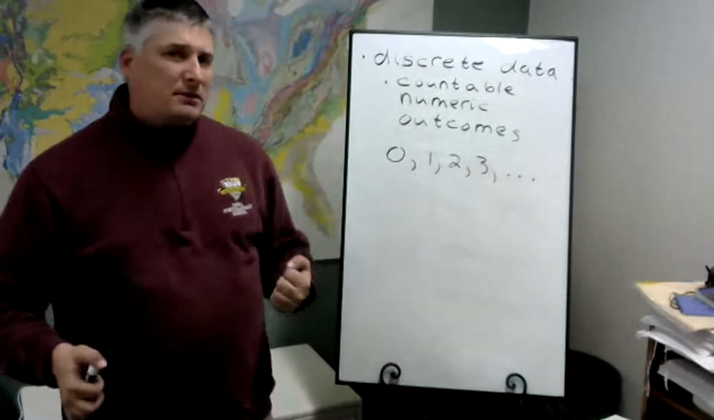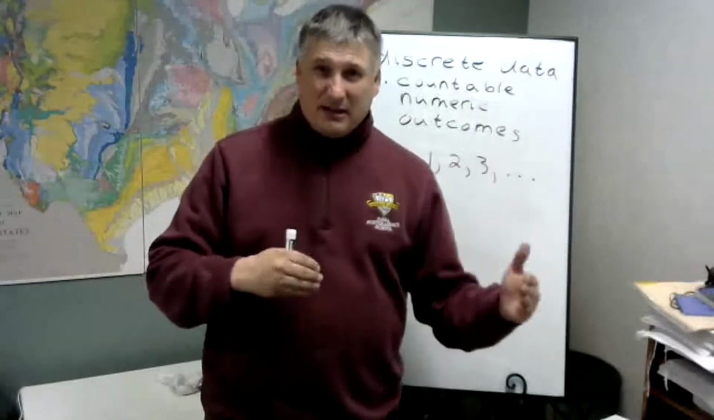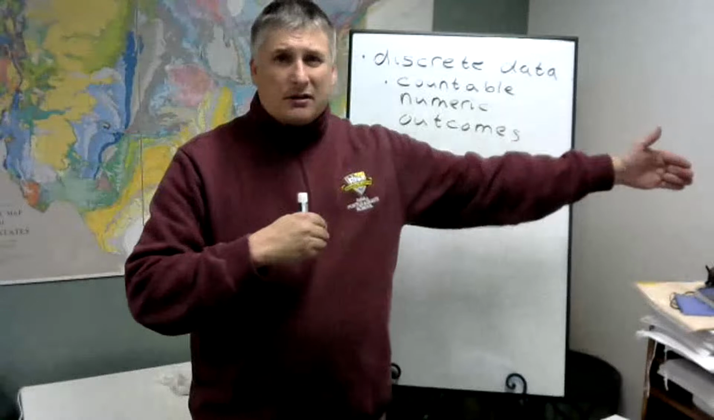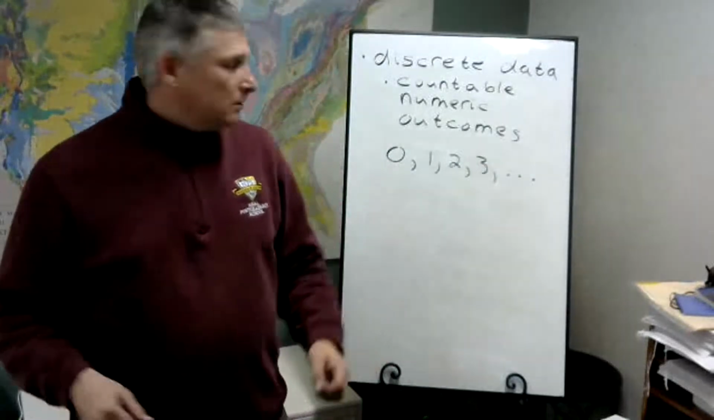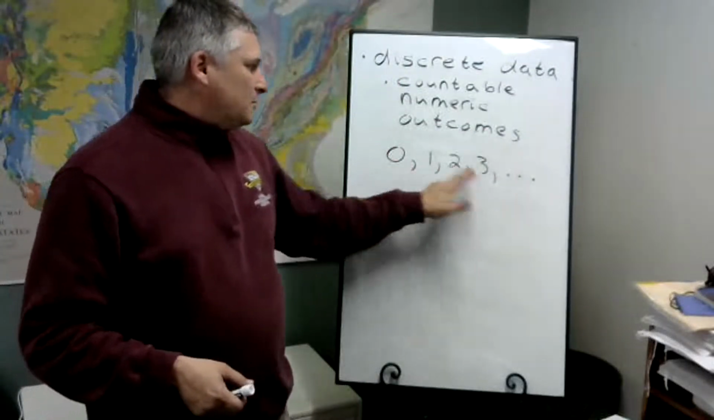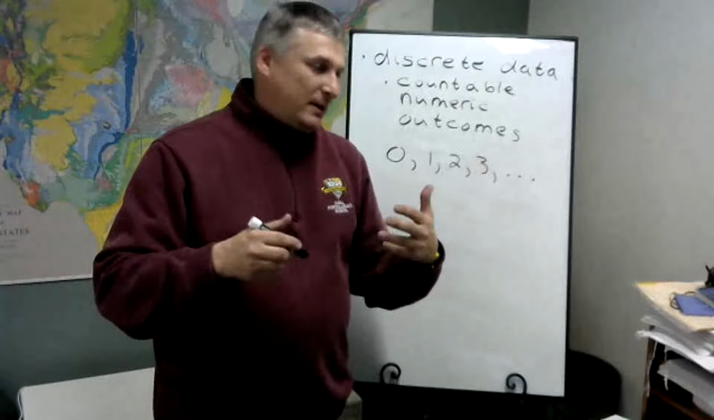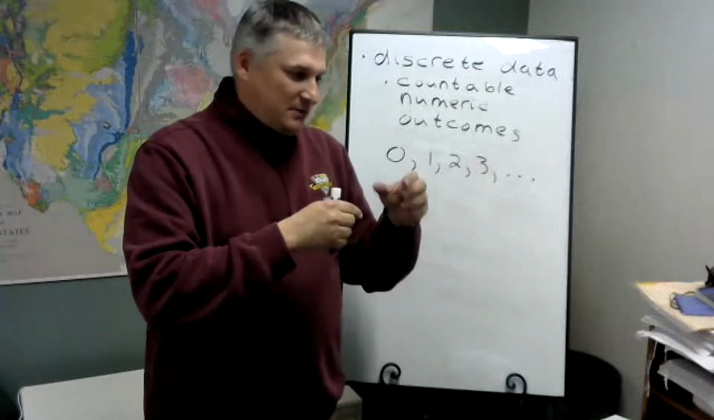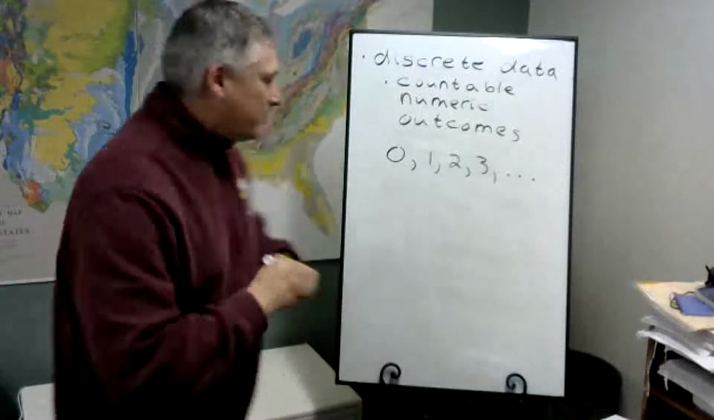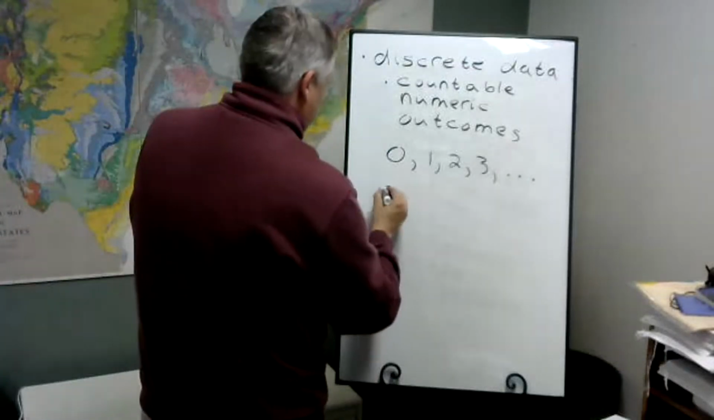Now, the thing about discrete data, it does not mean finite. You could go 0, 1, 2, 3, on and on and on. Like if you were counting bacteria, goodness, you could be counting forever. So discrete just means you can count the different outcomes. And what I mean by counting outcomes, you could be doing this.